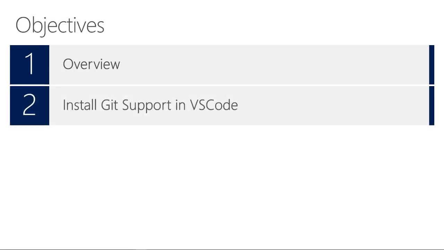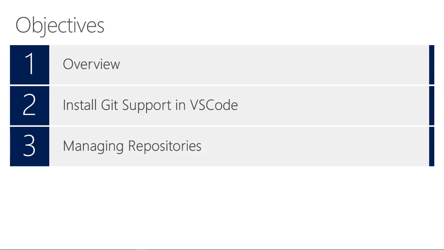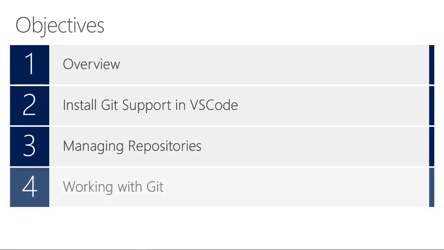Here are the objectives for this video. First, I will introduce the concept of source code management in Visual Studio Code. To make this work, you have to install Git itself first and prepare your Visual Studio Code environment. Next, I will explain how you can initialize and use Git repositories. In this section, I will show you how to create a repo in GitHub as well as in Visual Studio Team Services, also known as VSTS or Visual Studio Online.